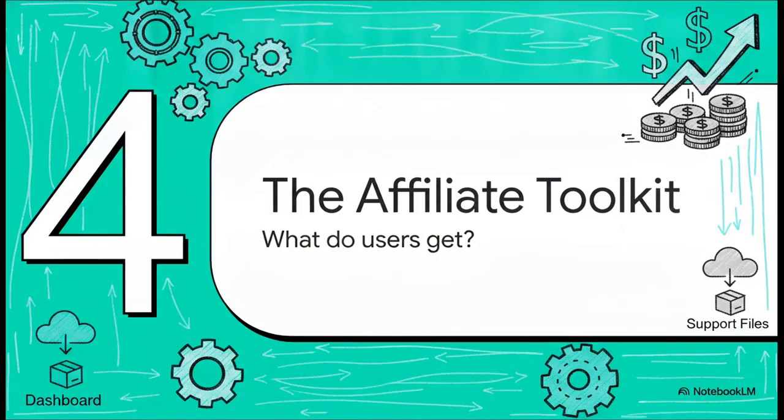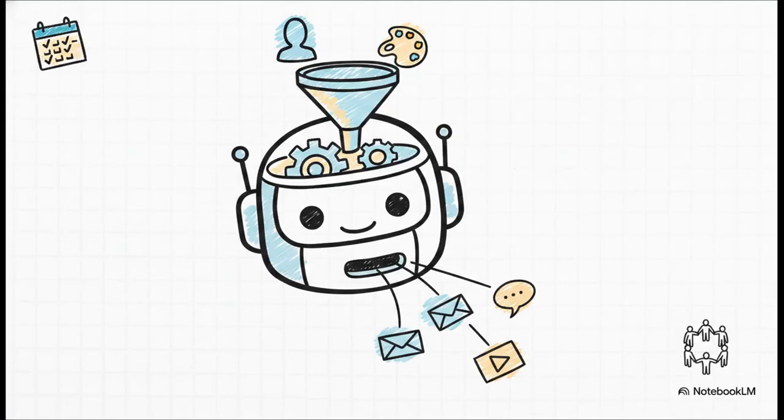Section 4. The Affiliate Toolkit. What do users actually get? The support infrastructure behind the scenes is actually quite robust. Wayne Crow hosts these live coaching and sales events 3 times a week, specifically on Tuesdays, Thursdays, and Saturdays. There's a very active on-site community and a massive Facebook group with over 170,000 members providing constant team support.